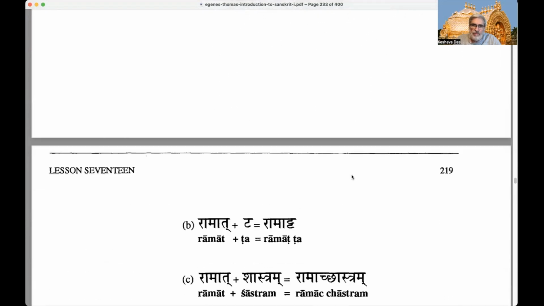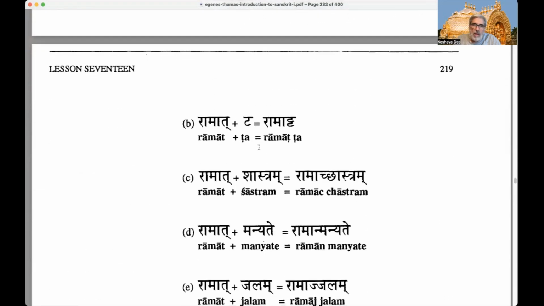Ramat cha. Second one, we have ramat plus a cerebral T, ramat da. So in this case, the dental T turns into a cerebral. So it becomes ramat da.